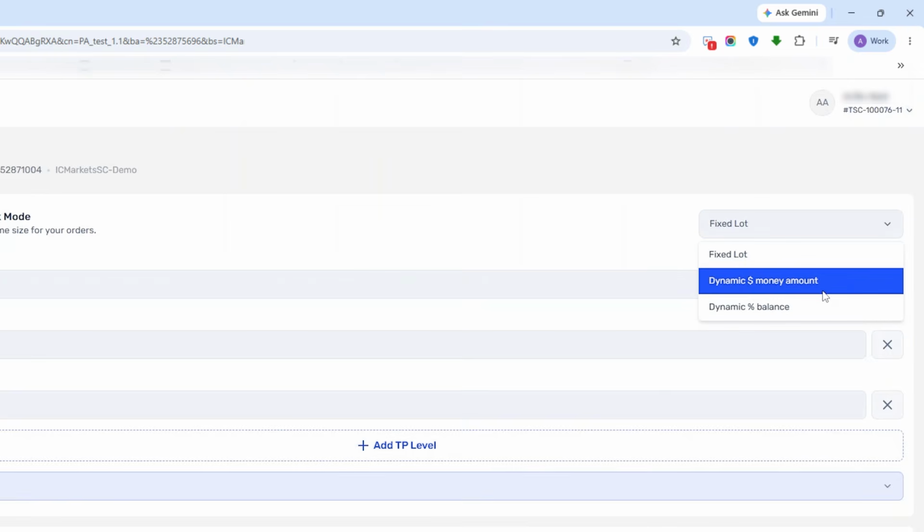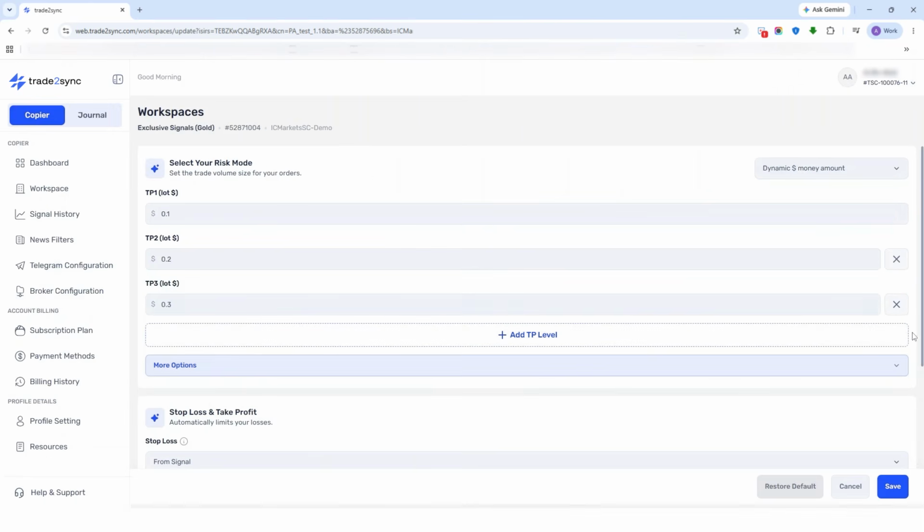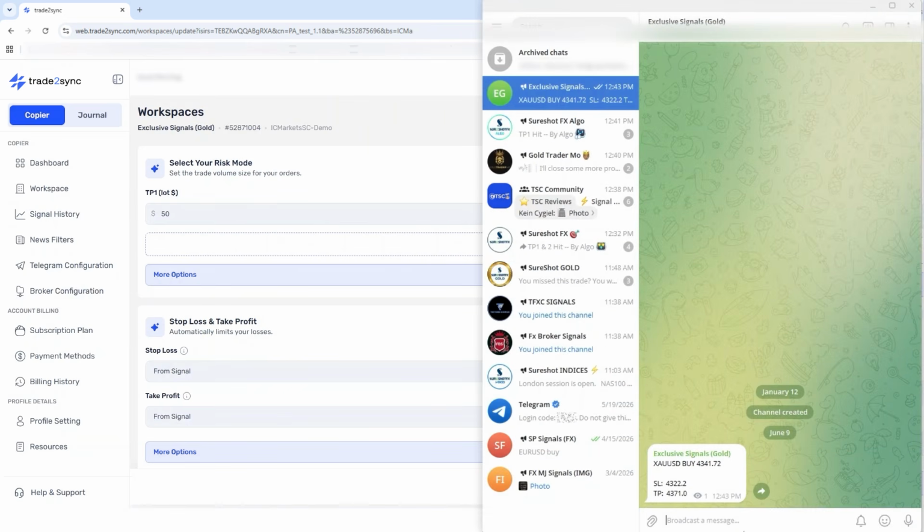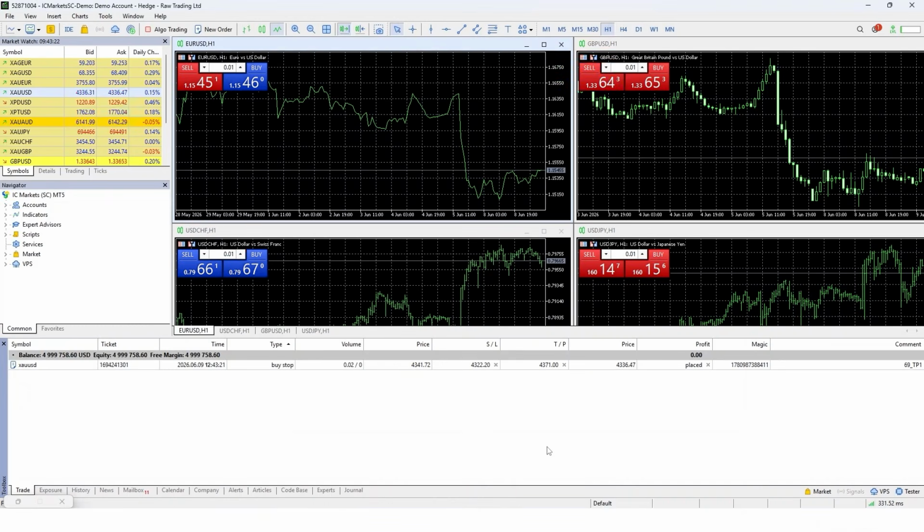The second feature is dynamic lot size by dollar amount. Rather than choosing a fixed lot size, you can decide how much money you're willing to risk on each trade. For example, you may choose to risk $50 or any amount that fits your trading plan. When a signal arrives, trade2sync automatically calculates the appropriate lot size based on the stop-loss distance of that trade.